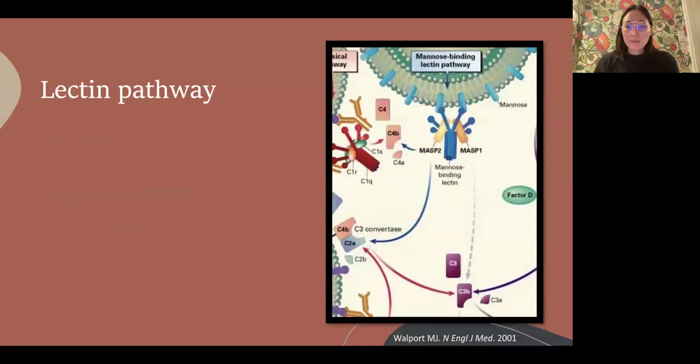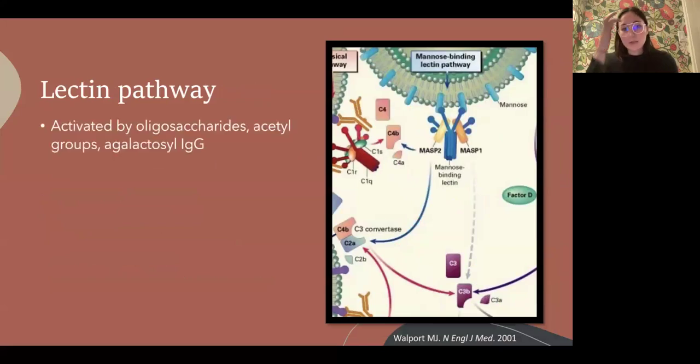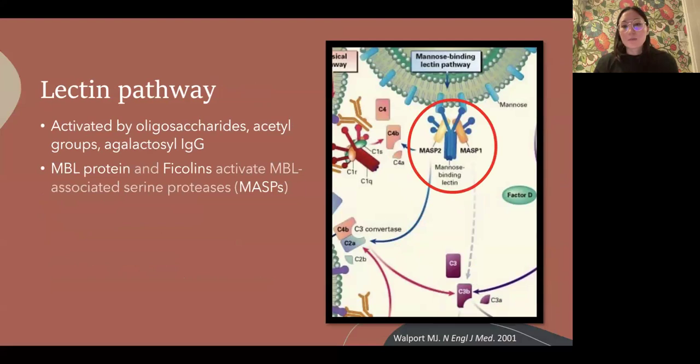All right, and then the lectin pathway. This is activated by oligosaccharides, primarily mannose. So that's why you have this mannose binding lectin. And this MBL protein looks a lot like the C1q right next to it. You can see they're both collectins. They're both in the same family.